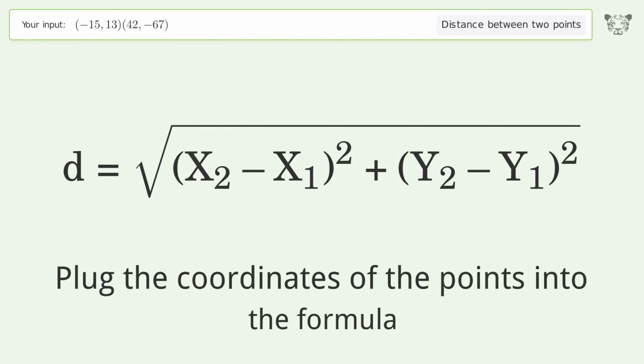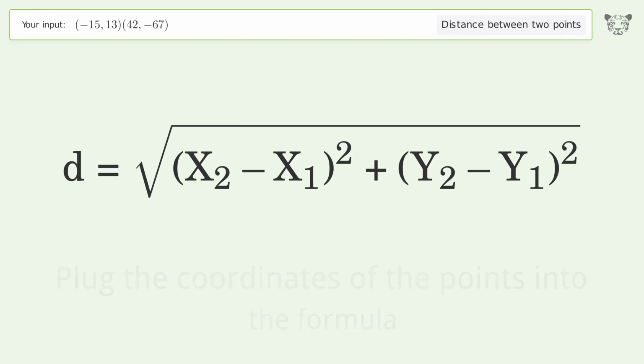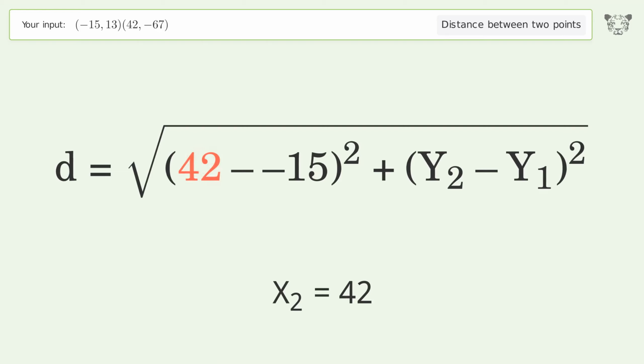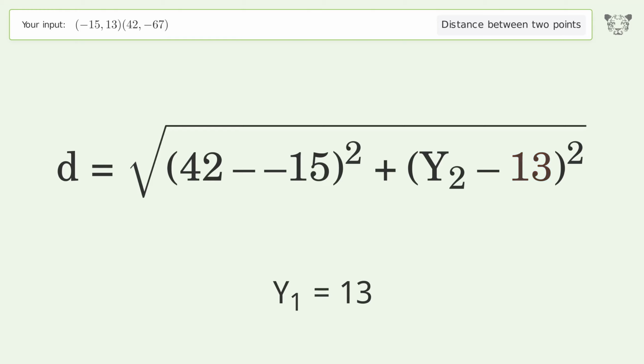Plug the coordinates of the points into the formula. x1 equals -15. x2 equals 42. y1 equals 13. y2 equals -67.